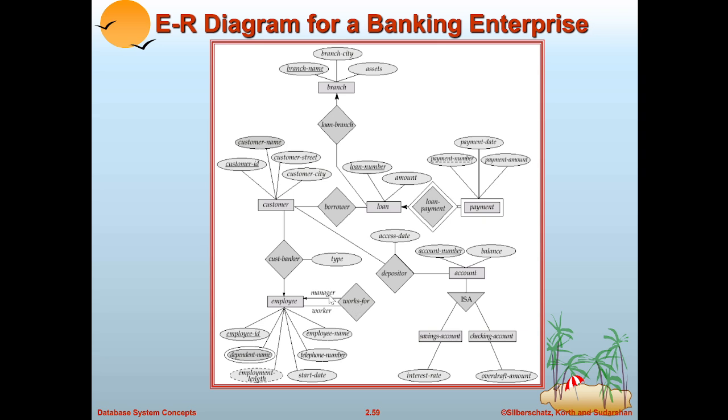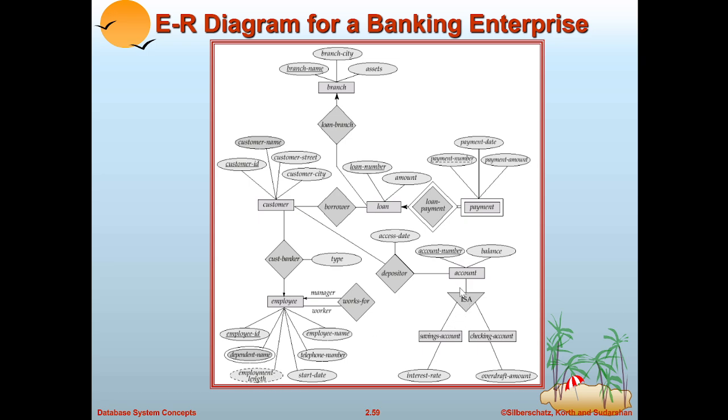Employee works for this manager, and another one is the employee can be a manager, and he is also called a worker. And this employee ID is the primary key for this employee. And employment length is going to be taken as a derived attribute.